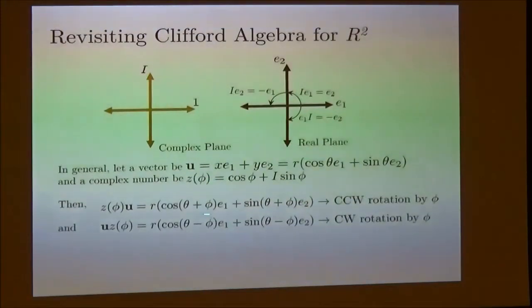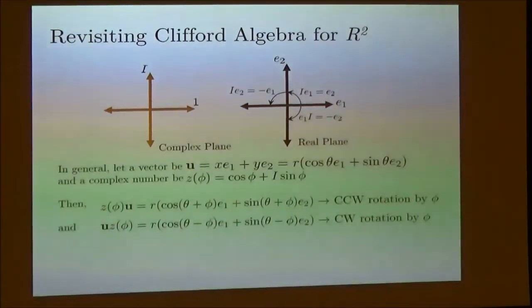And what you're seeing is the transformed vector, so the u prime, so the u that has been transformed in the real plane, is now rotated by an angle phi. So the original was r cosine theta e1 plus r sine theta e2. It has been rotated by an angle phi in the counterclockwise direction. If you multiply z on the right-hand side of u, you get a clockwise rotation. This is the negative sign over here. And that's different from how we did things with the complex numbers. With the complex numbers it didn't matter which side we multiplied on. We always got a counterclockwise rotation.